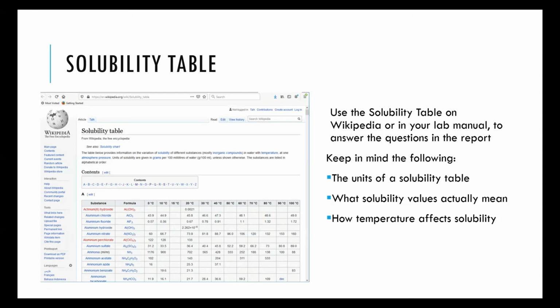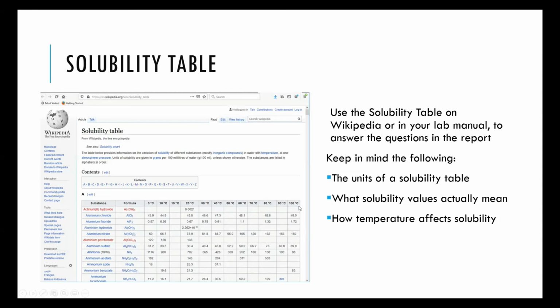So when you're looking at these solubility tables, either on Wikipedia or in the lab manual, you'll want to be looking at what are the units. Keep in mind that these units are not simply grams per milliliter or molarity, but it's grams per 100 milliliters. That's the standard solubility unit in these solubility tables. But what you're trying to get at is what these solubility values actually mean. It's a number. All of these compounds have a solubility number. What does that mean?